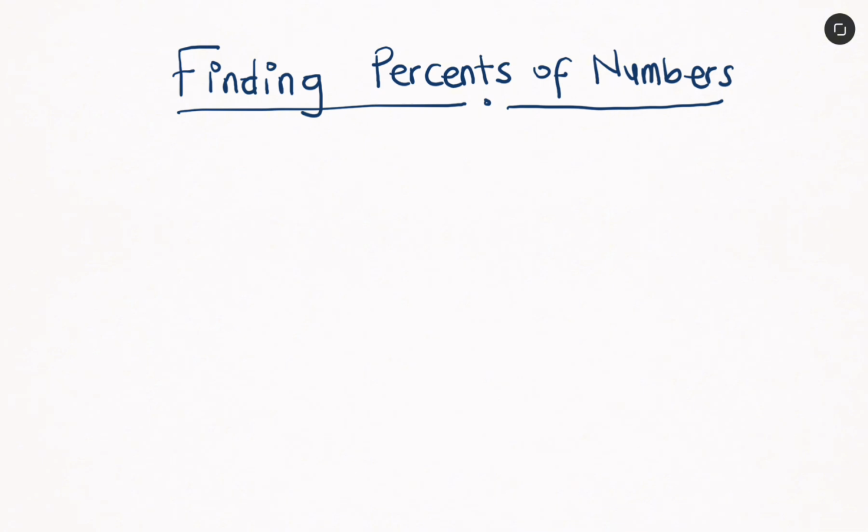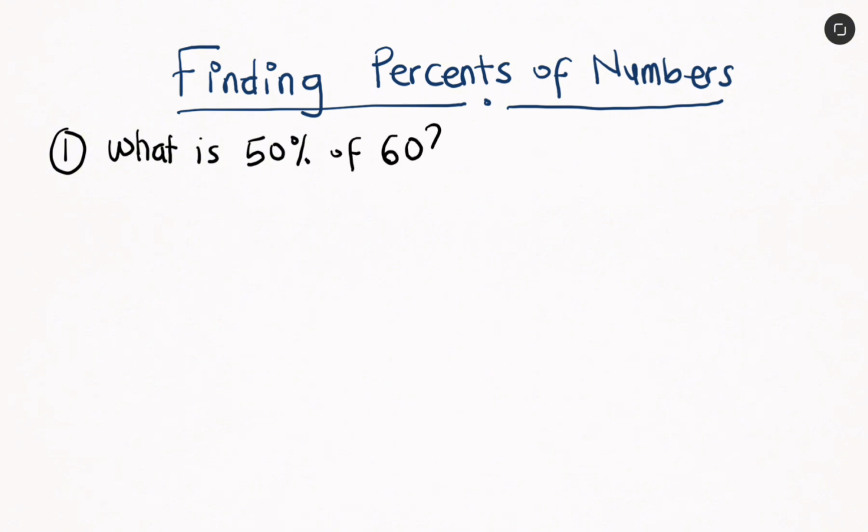So the first question we have over here is, what is 50% of 60? Okay, so this is the first question that we have. Now if you look at this question, we have quite a number of things. We have what is 50% of 60. Now the first thing we need to know is what 50% means, what the word of over here means, before we can go on to answer the question.